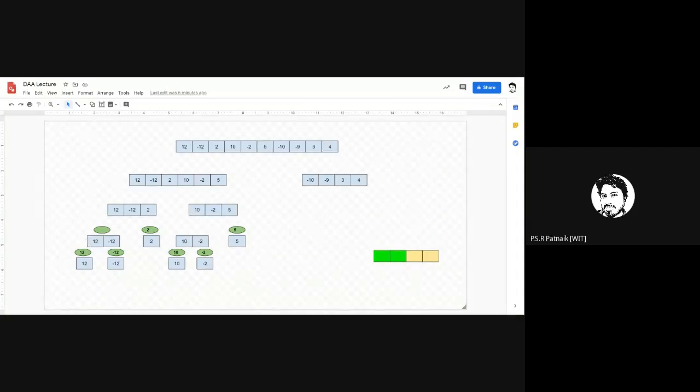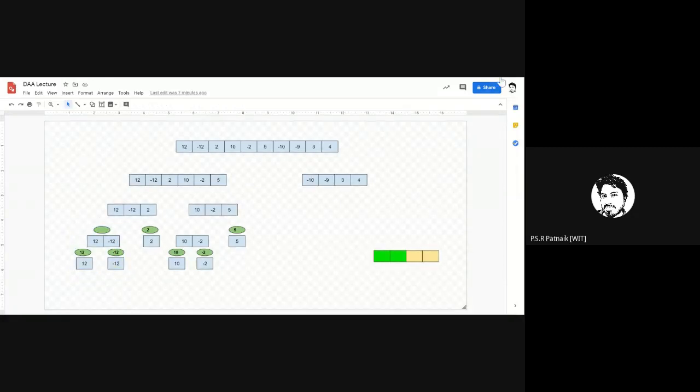So when you combine the maximum sum from here and the maximum sum from here, you get some value. What is the maximum sum on the left side? 12. What is the maximum sum on the right side? It is minus 12. Take the sum of both. What is the sum of both? It is 0 here.